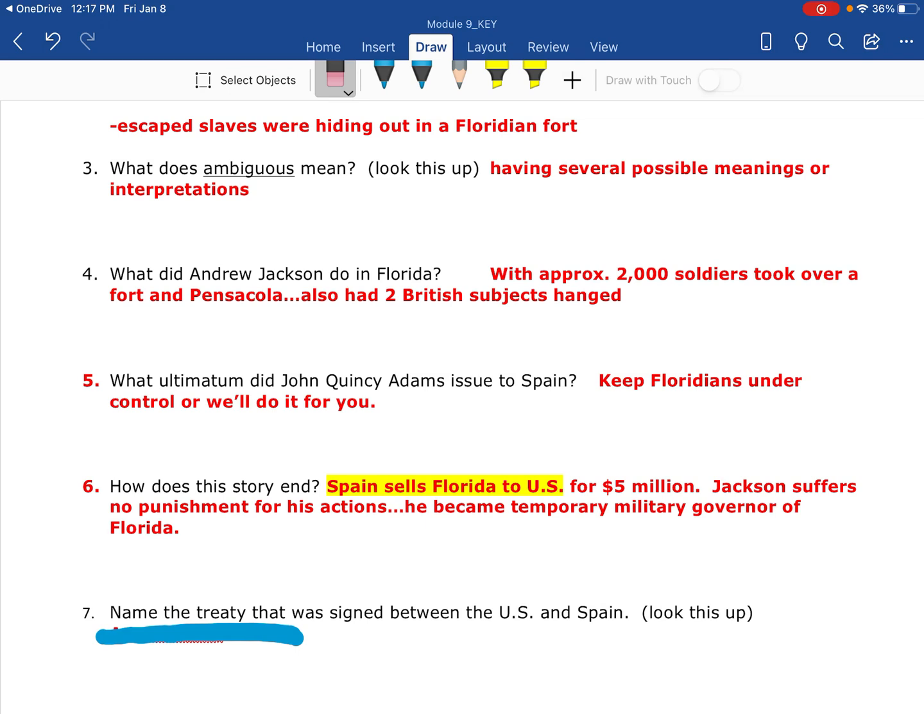Name the treaty that was signed between the U.S. and Spain. That was not mentioned in the reading. I wanted you to look that up. You may not have found the right answer. This is usually a tricky one for kids to find, so make sure you fix your answer if you didn't get it right. It's the Adams-Onis Treaty, named after the two people who signed it on each side. John Quincy Adams was our Secretary of State who signed it on our side, and then the Spanish minister that would have signed it, his last name was Onis. And that's it. That's how Florida becomes part of the United States. Moving on.